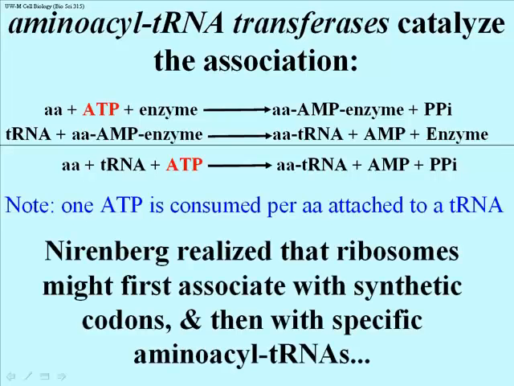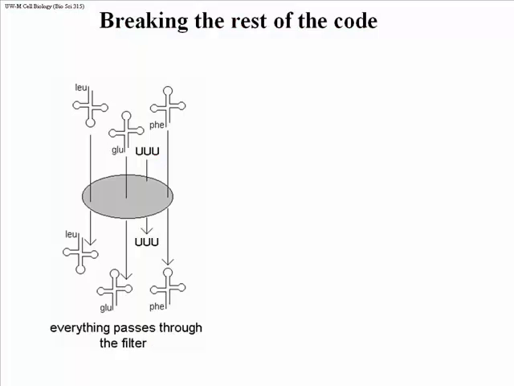Back to Nirenberg. He realized that ribosomes might be induced to associate with synthetic mRNAs as short as 3 bases. In other words, he might be able to show ribosomes associating with literally a codon, a 3-base nucleotide, polynucleotide, a 3-base nucleic acid. And if that were possible, he might be able to show which codon enabled which amino acid tRNA, aminoacyl-tRNA, to attach to a ribosome. So here's the experiment. He found a filter through which tRNAs or aminoacyl-tRNAs would simply pass in solution. Also, individual triplet codons would also pass through this filter.